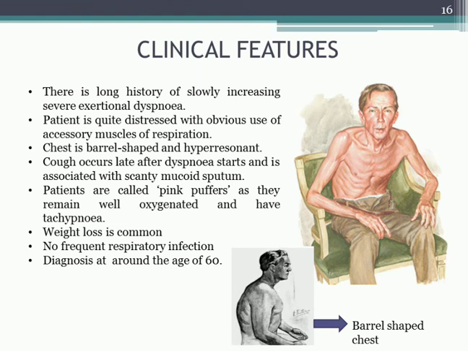Due to that use, the chest will be barrel shaped and hyper resonant, because they cannot exhale properly and there is air trapping. That is why they are called barrel shaped chest. Cough occurs late after dyspnea starts, and it is associated with scanty mucoid sputum. Scanty mucoid means the mucus will be less compared to bronchitis. Patients are called pink puffers. As I told you, weight loss is very common, and there is no frequent respiratory infection, compared to bronchitis.